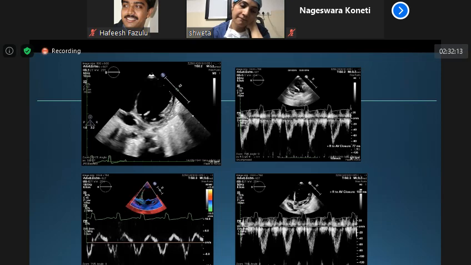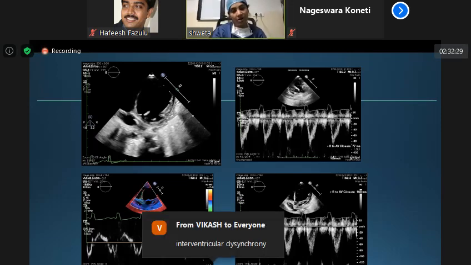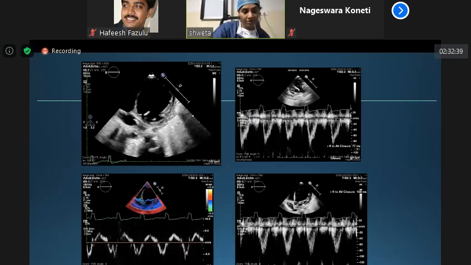I think, ma'am, it's slightly delayed for the aortic valve. And for the pulmonary valve? Pulmonary valve velocity time integral. It's almost normal, I think, ma'am. So this is called dyssynchrony between two ventricles. There are a lot of other parameters that you can check, but I am just focusing on interventricular dyssynchrony.